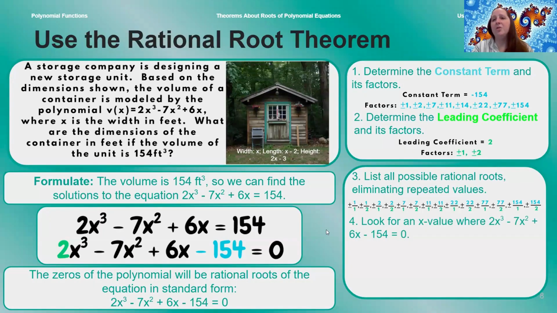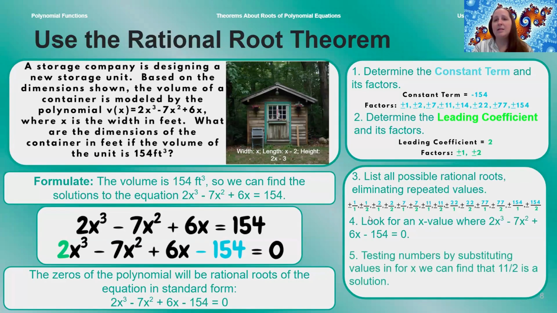I'm going to look for a value where 2x cubed minus 7x squared plus 6x minus 154 equals 0. And I can test these numbers. So I can put 1 in, so 1 cubed times 2 minus 7 times 1 squared plus 6 times 1 minus 154. Okay, by substituting values in, I find that 11 halves, or 5.5, is a solution. So if I substituted it in, I got 0 in the end.